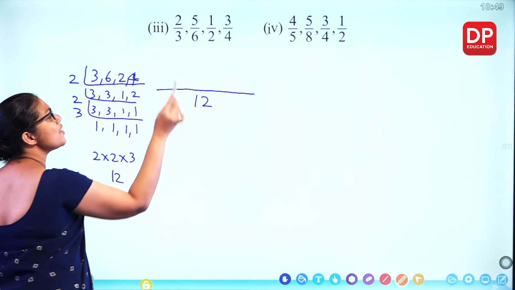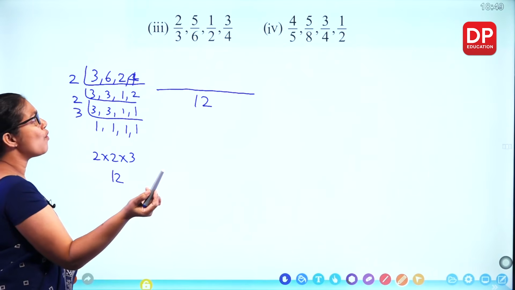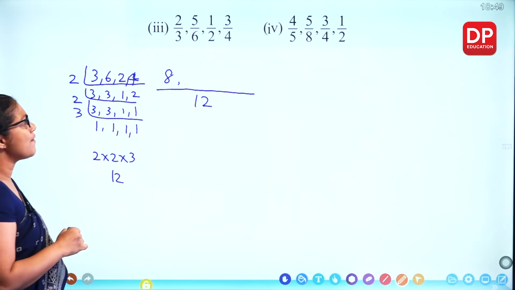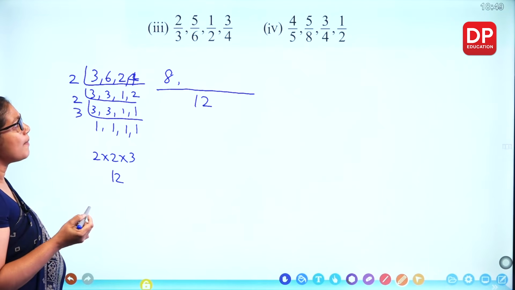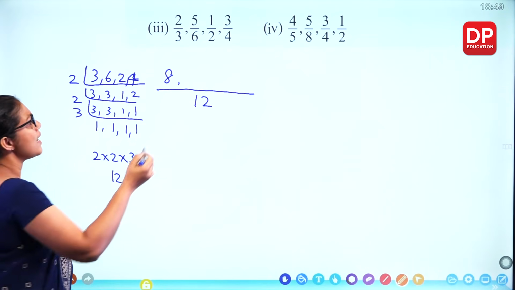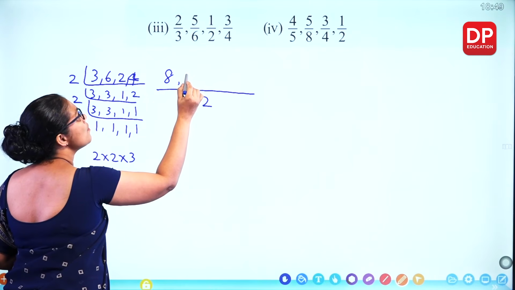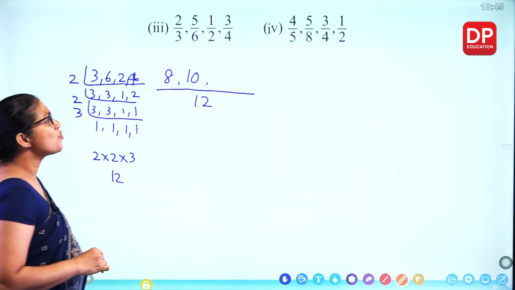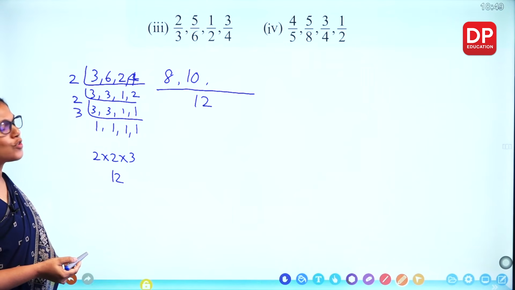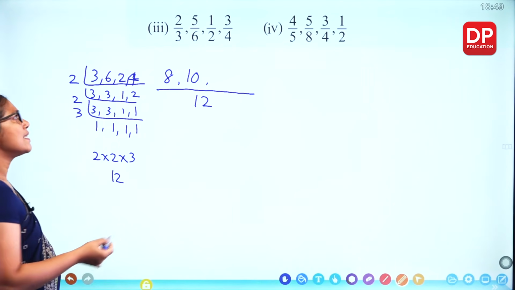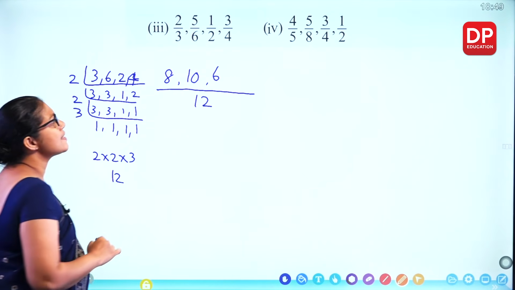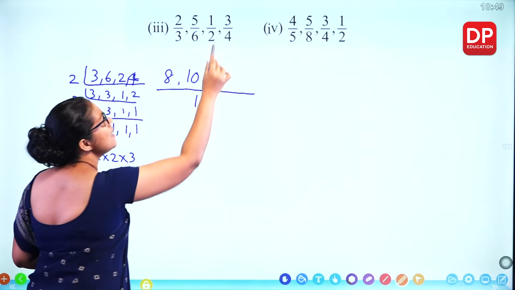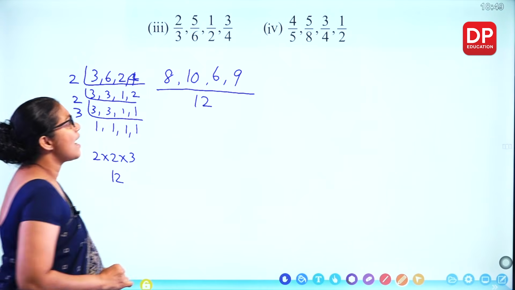Convert this 3 to 12. Multiply by 4. 4 times 2, 8. What about the second fraction? 6 to 12. Multiply by 2 to get 12. Multiply the numerator by 2. 2 times 5, 10. 2 to 12. How do you convert 2 to 12? Multiply by 6. 6 times 1 is 6. How do you get 12 from 4? Multiply by 3. 3 times 3, 9.